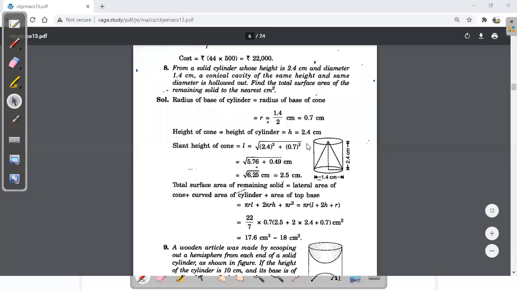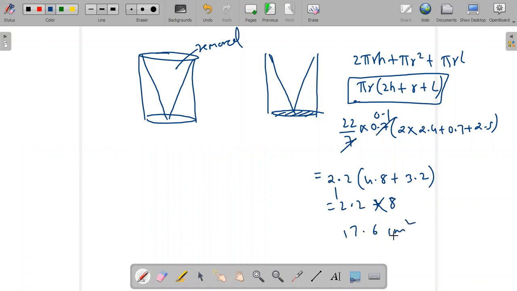And what is the unit here? Centimeter square. And the question also says that round off to the nearest centimeter square. So 17.6 centimeter square. How do we round it off? If it is 0.5 or more than 5, what will happen? It will be rounded off to the next higher number. So final answer 17.6 will be rounded off to 18 centimeter square. If it was 17.4, 17.3, then it would have become 17. So rounding off, I'm sure you know, if it is 0.5 or more than 0.5, it gets rounded off to the next.